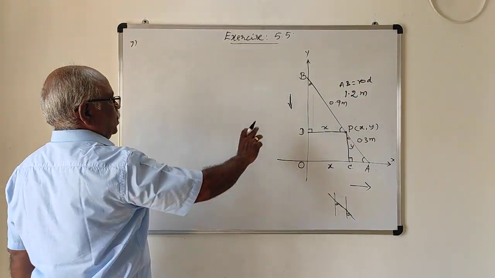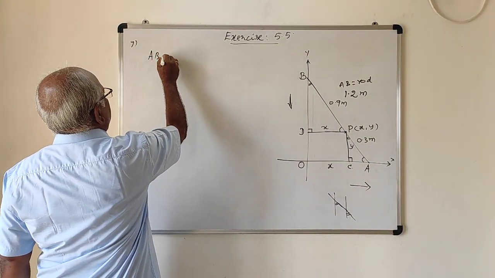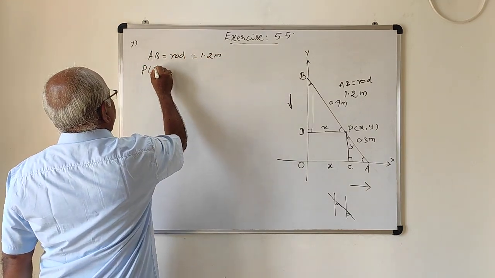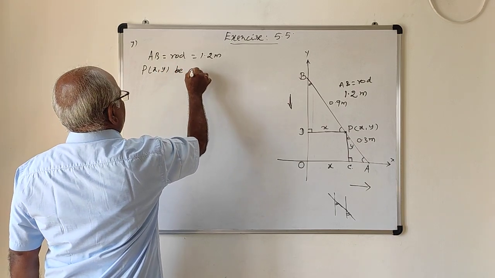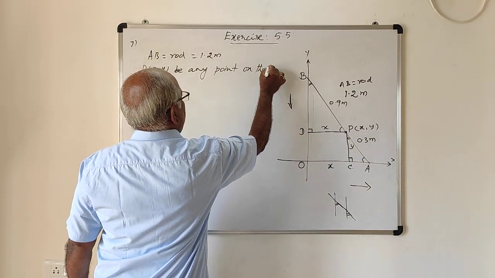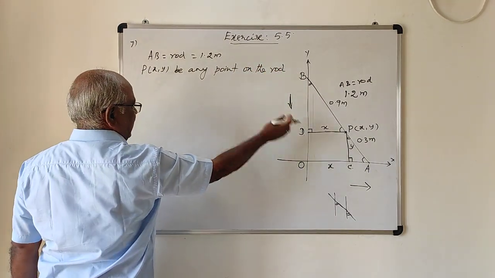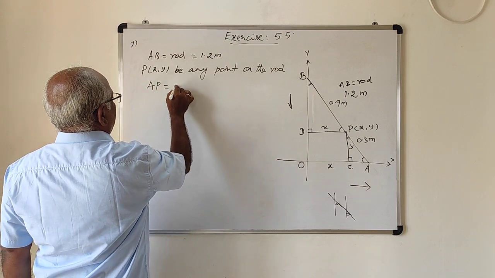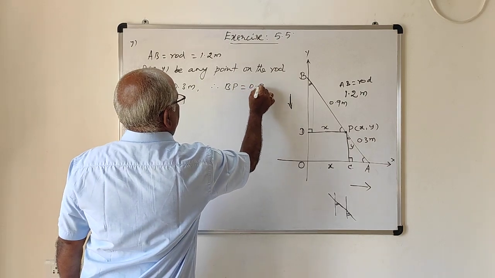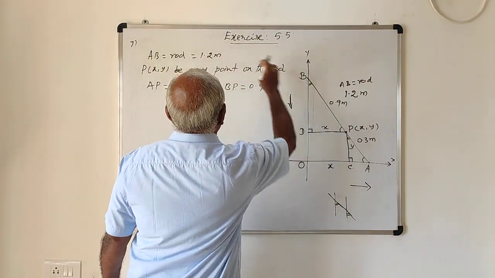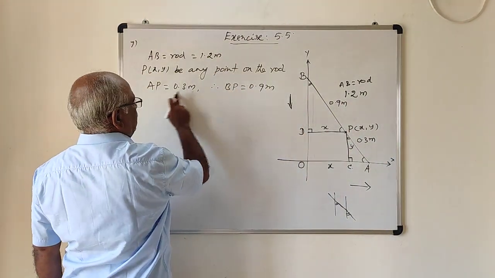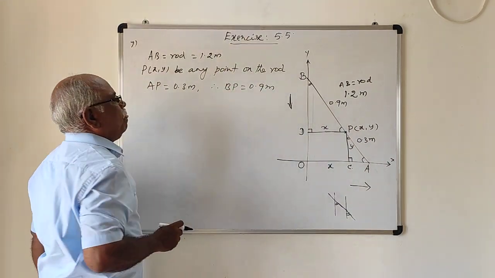So in this problem, AB is the rod of length 1.2 meter, and P(x, y) is a point on the rod whose distance from the end A, that is AP, equals 0.3 meter. Therefore BP equals 0.9 meter, because the total length AB is 1.2 meter.